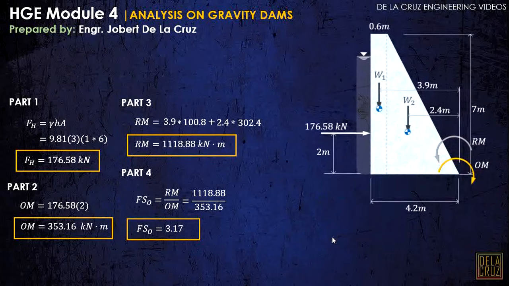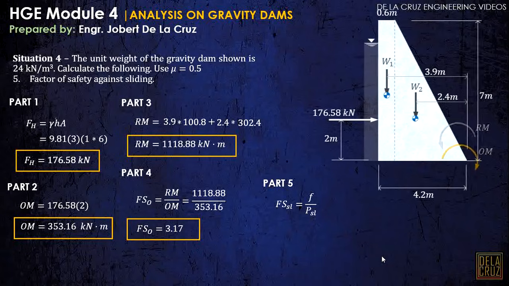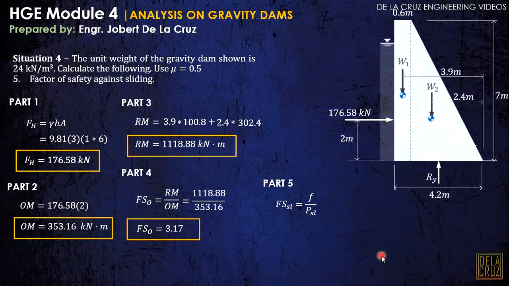Okay, so part 5, against sliding. The factor of safety against sliding, of course, is what we showed earlier. It will slide parallel to our ground. Of course, this is the friction over the force. And here, I just denoted this as PSL, the force that will make our dam slide. Okay? It is like it will slide like that, no?